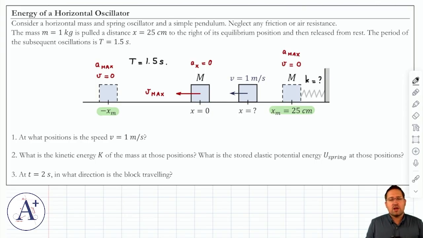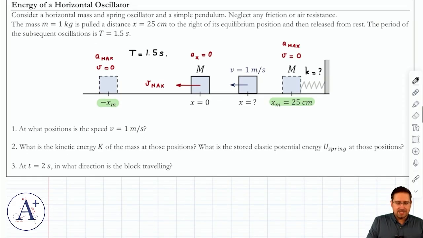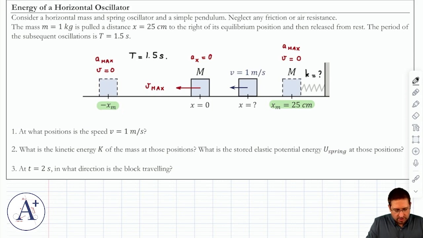I did not want to change the figure to reflect that. I figured it's more interesting to talk through it, but it is worth making note of that, even though it's not directly relevant to what we're trying to do right now. So right now, we are going to first try to find k, but that's doable because we know T, the period of oscillation, and then we're going to find the positions where v is equal to 1.